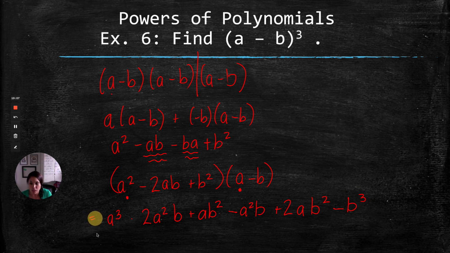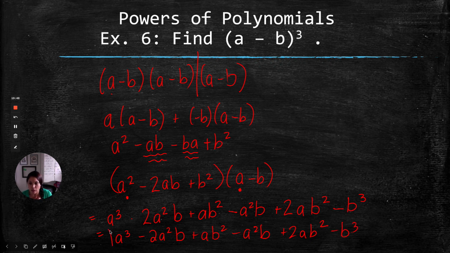Let's bring like terms together. I don't have any other a cubed. Do I have any other 2a squared times b? And I don't. And then ab squared, I don't have any other terms like that. A squared times b, I don't have any other terms that look like that. b cubed. Okay, so all of these terms are going to stay the same, but I'm just double checking myself, and this is my final answer.